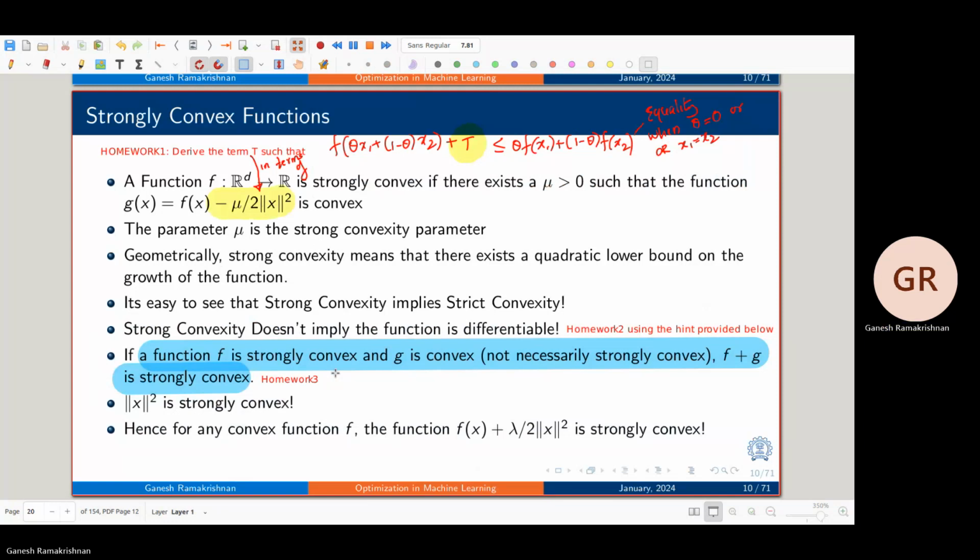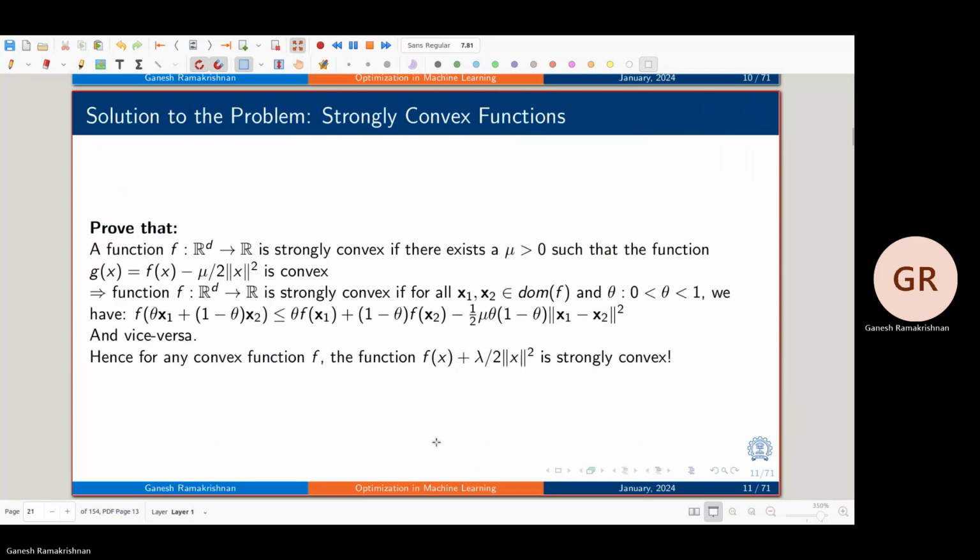Okay. So yeah, these are your homeworks. Homework 1: derive this term T. Homework 2: you have to show this, using the hint provided below. So this is very simple, not very difficult. But I'm giving these homeworks so that you really sit and write. These are very simple homework problems. I've kind of given you some solution steps here, not completely.